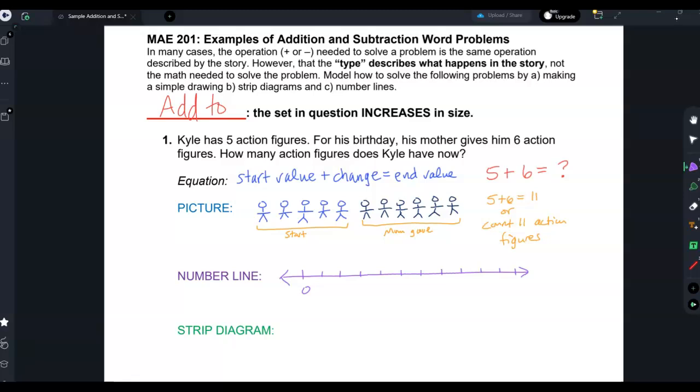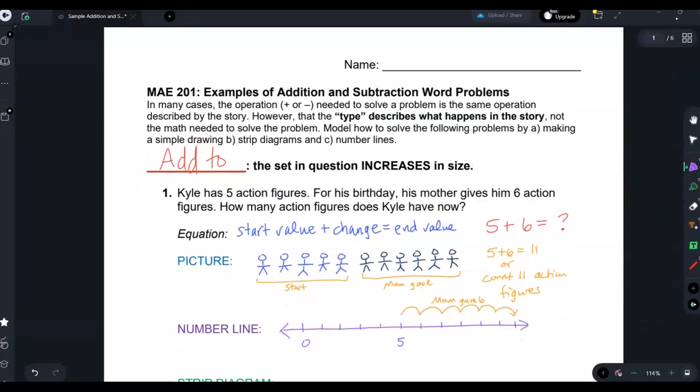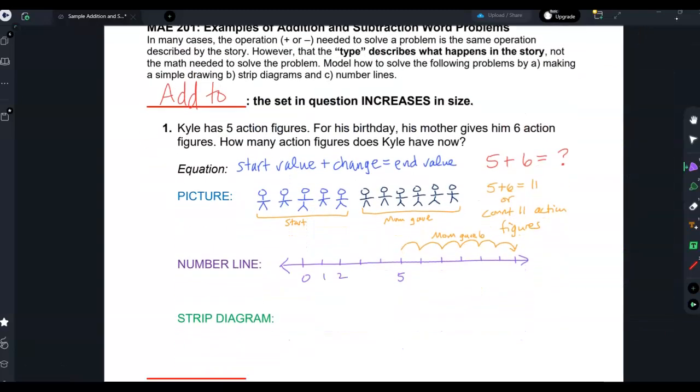So then what would I do? Well, I would pick a starting point. So it doesn't hurt to put labels on these. You don't have to, but I know we're starting with 5 action figures. So I could go ahead and pick that starting point at 5. And then we could do little hops, right? So then we're going to add to that what his mom gave him. So she gave 1, 2, 3, 4, 5, 6. So we're going to show that change in terms of what his mom gave him. His mom gave him 6. And so then how do you find the answer? You just see where did you end up, right? And again, if it helps, you can label all of these.